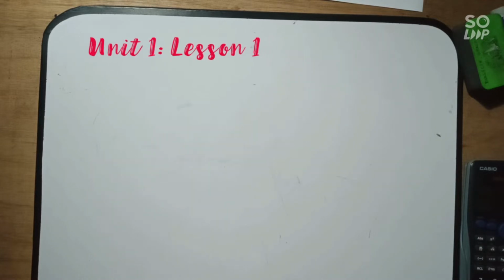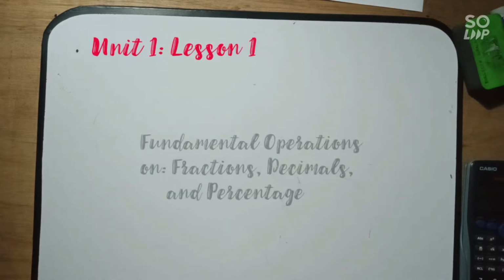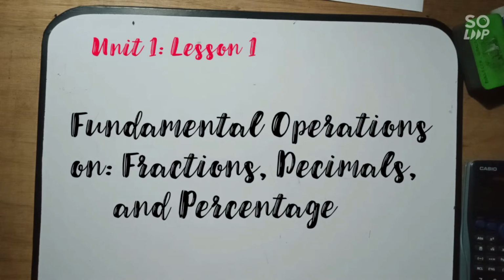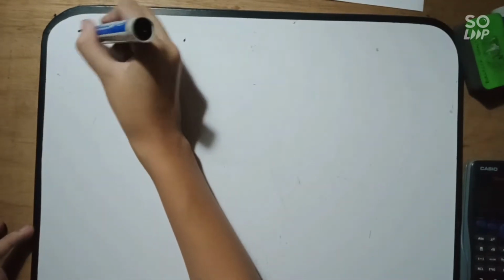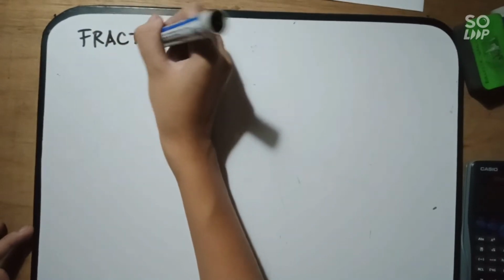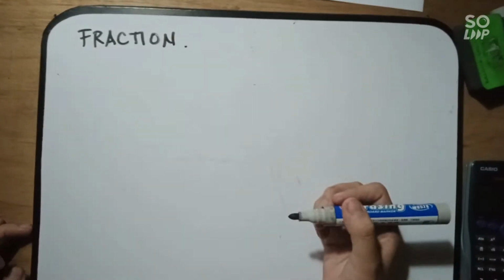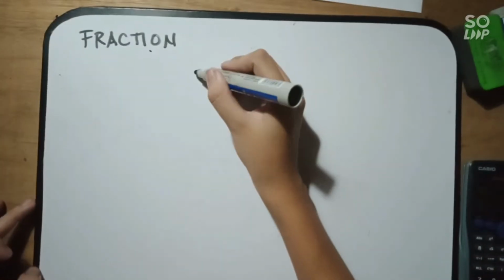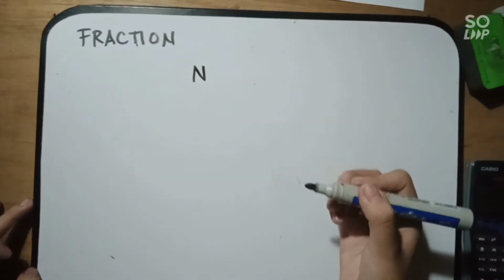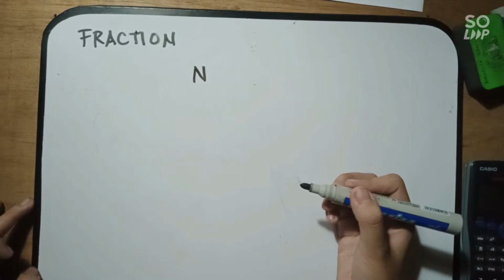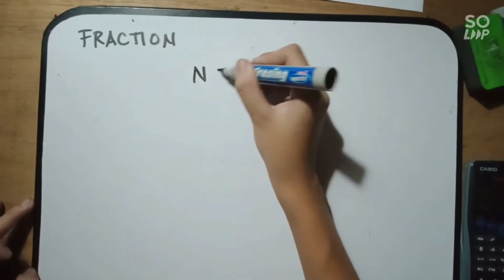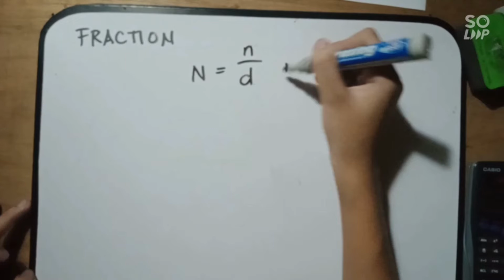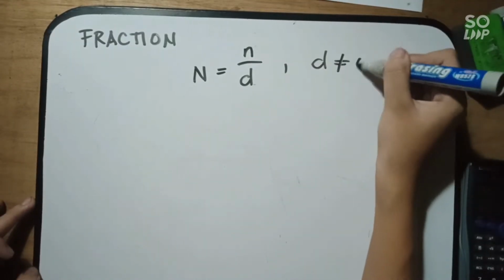So for Unit 1, Lesson 1, the topic is all about the fundamental operations on fractions, decimals, and percentages. But first, let's talk about fractions. A fraction is a part of a whole, or more generally, any number of equal parts. A fraction describes how many parts of a certain size there are. A number n is a fraction if it is expressed as a quotient of two integers, which is written as n equals n over d, where d is not equal to 0.